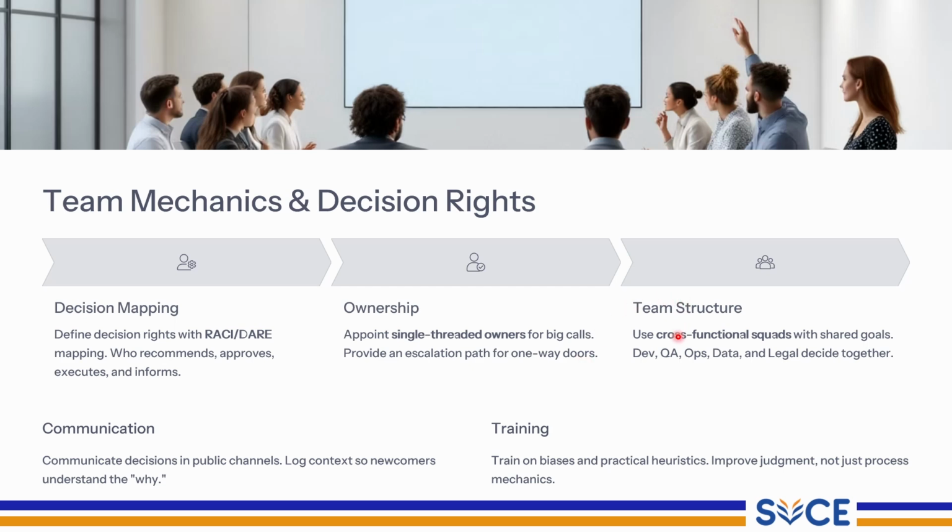And third one is team structure. Use cross-functional squads with shared goals. Developers, QA (quality assurance), ops, data and legal design together. Cross-functional squads mean no silos: developers, QA, ops, data and legal sit together to make faster, well-rounded decisions. So one squad, many skills.